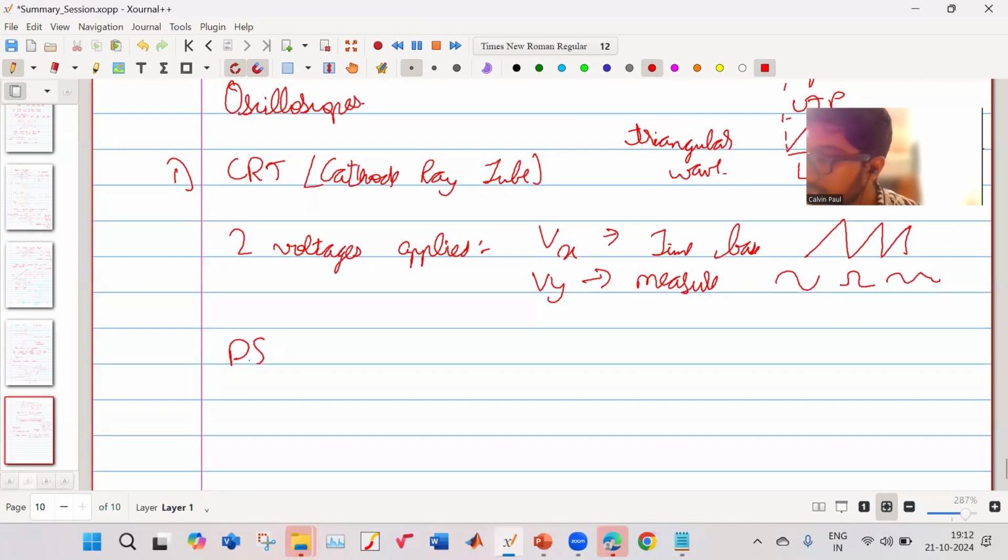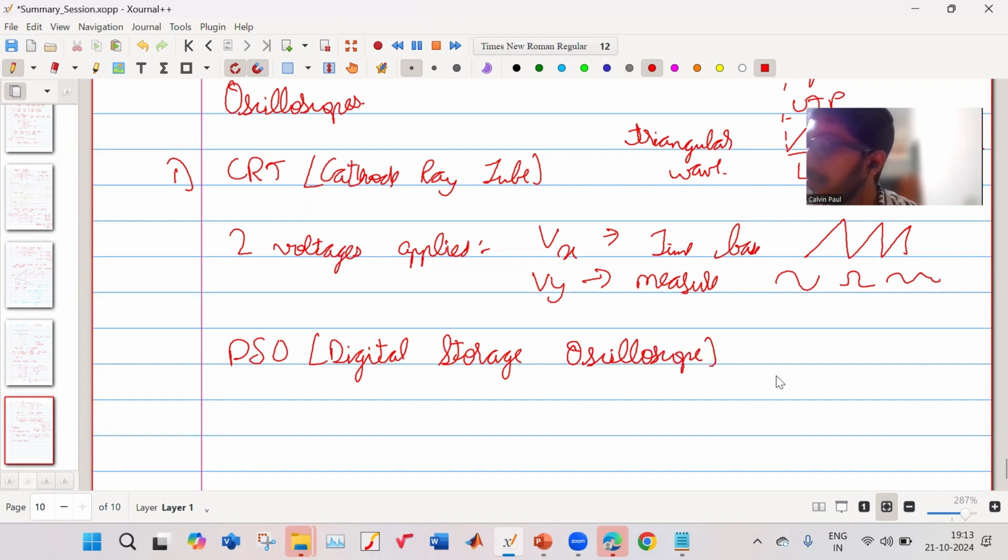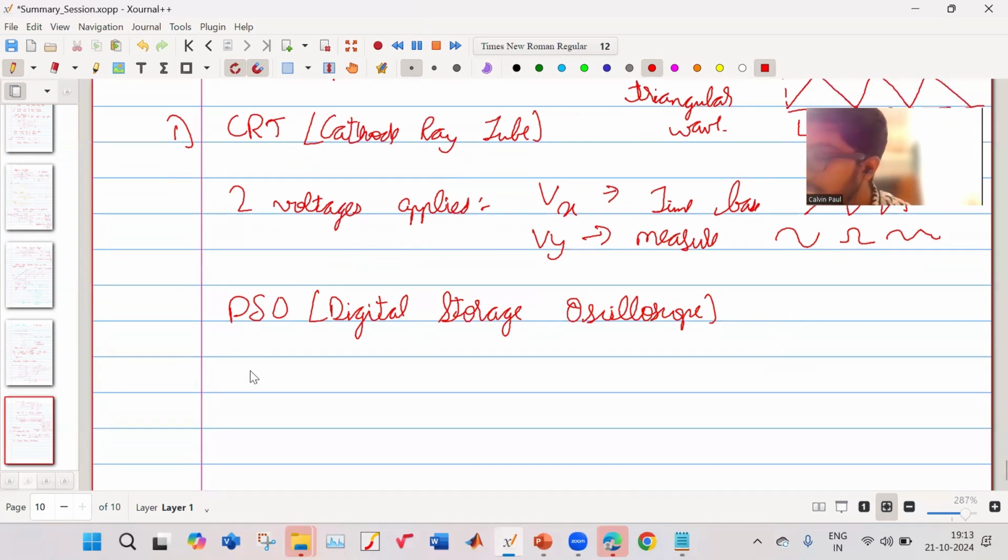Next is known as a DSO, which is a digital storage oscilloscope. It uses multiple ADCs, which sample the data, and then finally it shows the data on the screen. Next are Lissajous plots, Lissajous curves.